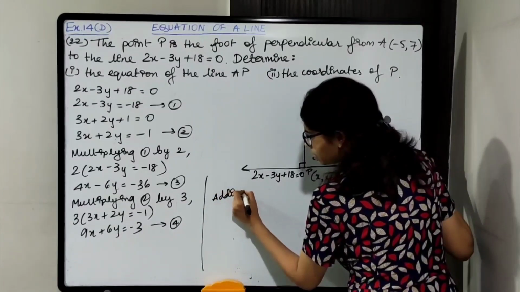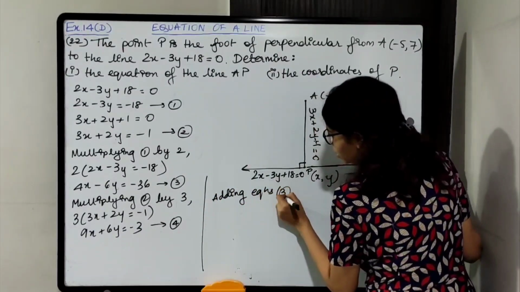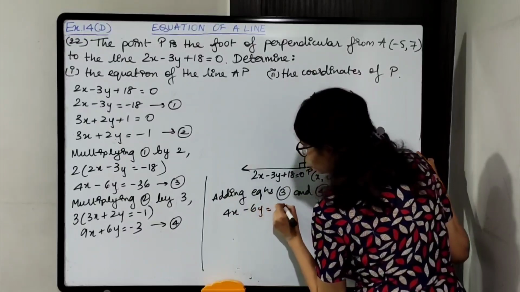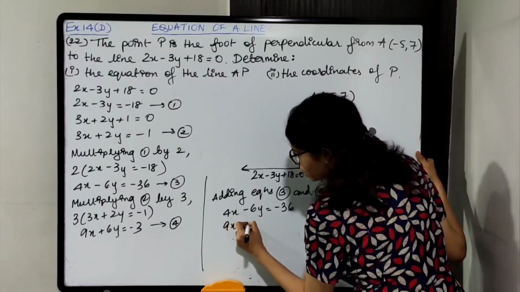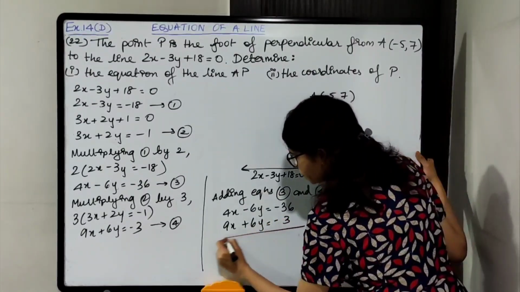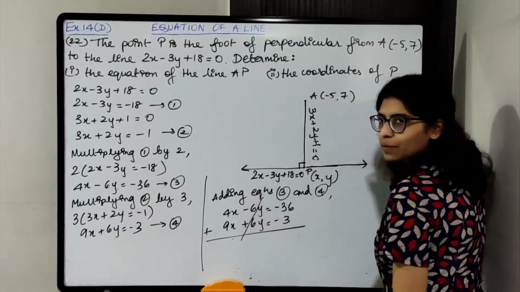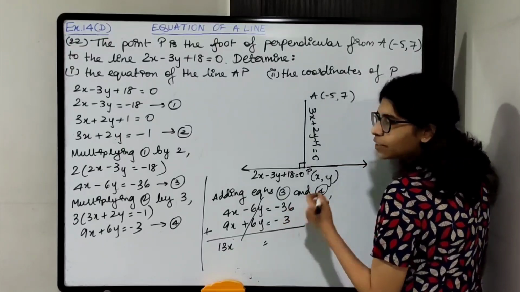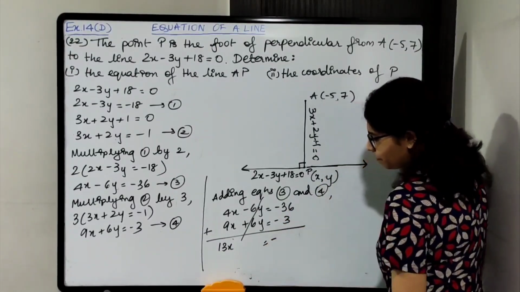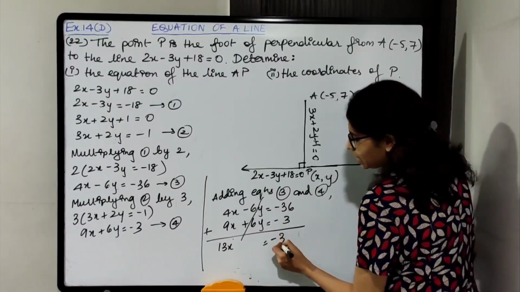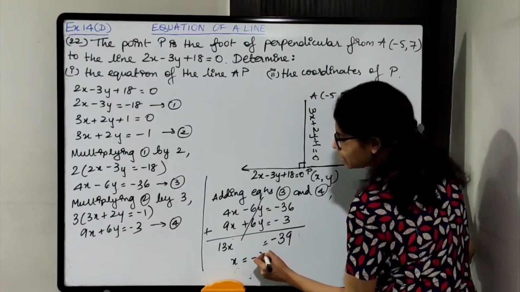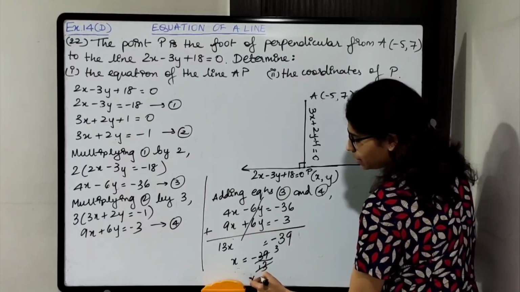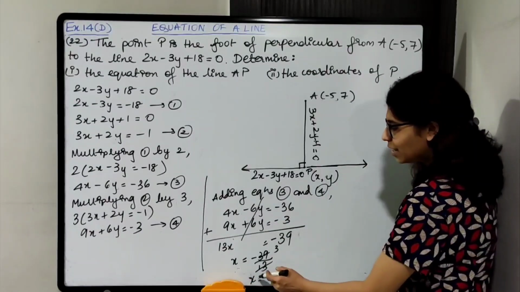Adding equations 3 and 4. So 3 is 4x minus 6y equals to minus 36 and 4 is 9x plus 6y equals to minus 3. ये कैंसिल हो जाएगा. 4x plus 9x will give 13x. दोनों नेगेटिव है, so add and put negative sign. 36 plus 3 will give 39. So x is minus 39 by 13, that gives 3. So x is minus 3.